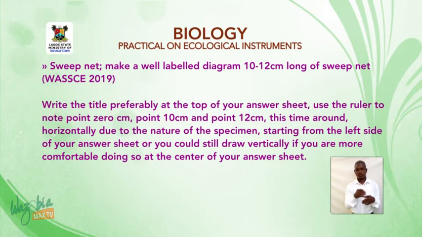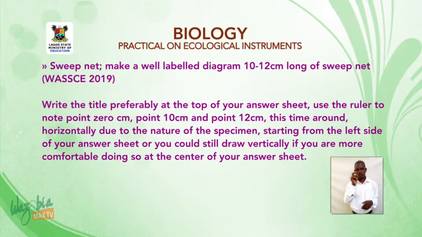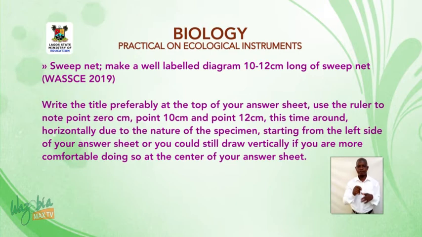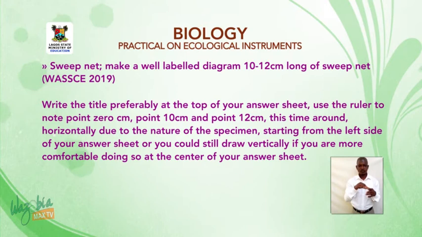Use the ruler to note 0.0 centimeter, 10 centimeters, and 12 centimeters, this time around, horizontally, due to the nature of the specimen. Starting from the left side of your answer sheet. Or you could still draw vertically if you are more comfortable doing so. At the center of your answer sheet, draw the sweep net within the points noted.